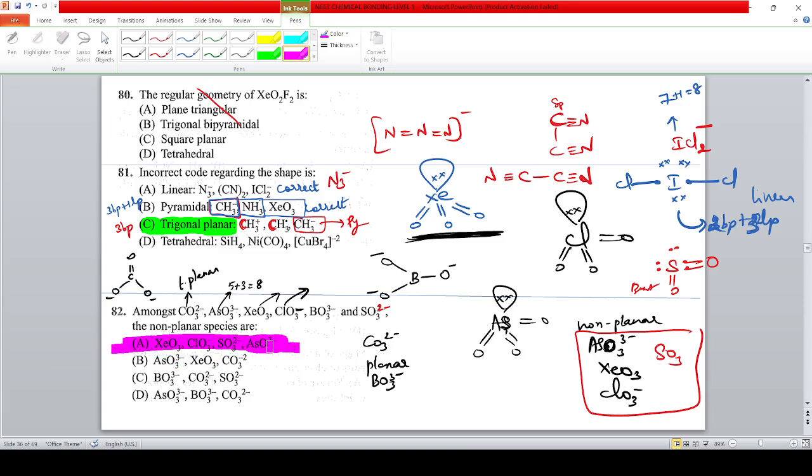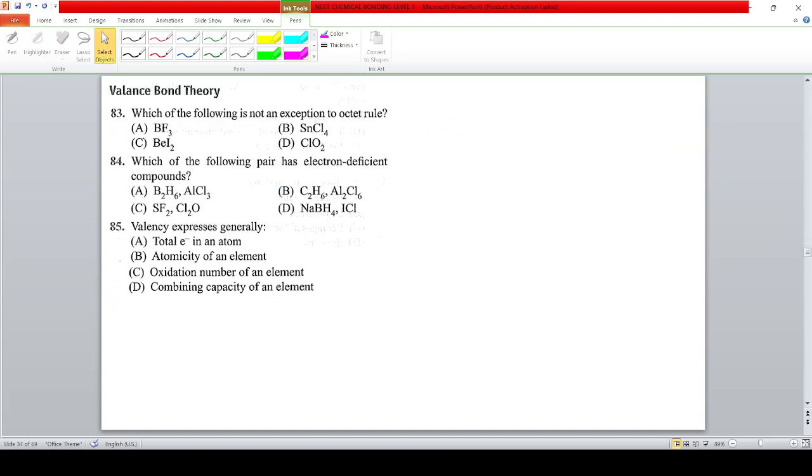Yeah, the first one. 83. Valence bond theory. Which of the following is not an exception to the octet rule? They are asking you which one obeys the octet rule. Here there are 6 valence electrons, so it is not the answer. Beryllium has 4 valence electrons. It is not the answer.